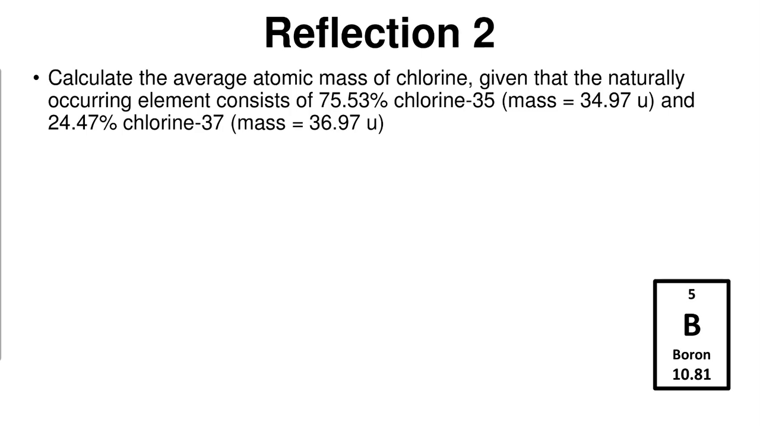In this second problem, which will be our last in this calculating average atomic mass, we're going to do exactly the same thing. It says calculate the average atomic mass of chlorine, given that the naturally occurring isotope consists of chlorine 35, which occurs 75.53% of the time and has a mass of this. That's what we're going to watch out for. And then chlorine 37 occurs 24.47% of the time and has a mass of this. So what's the average atomic mass?